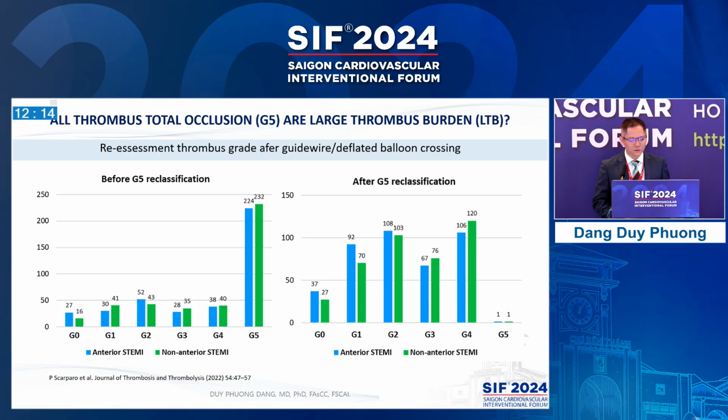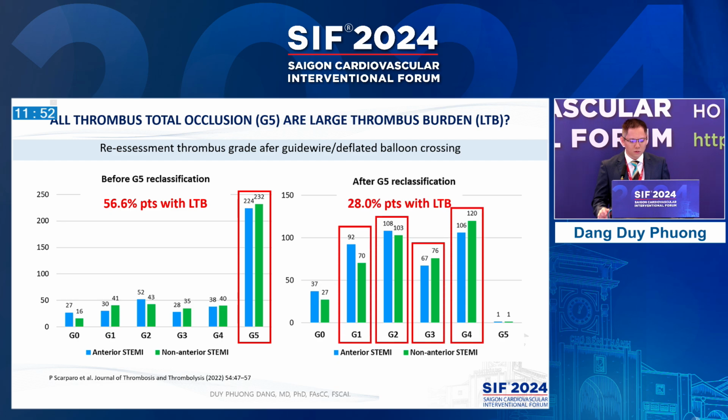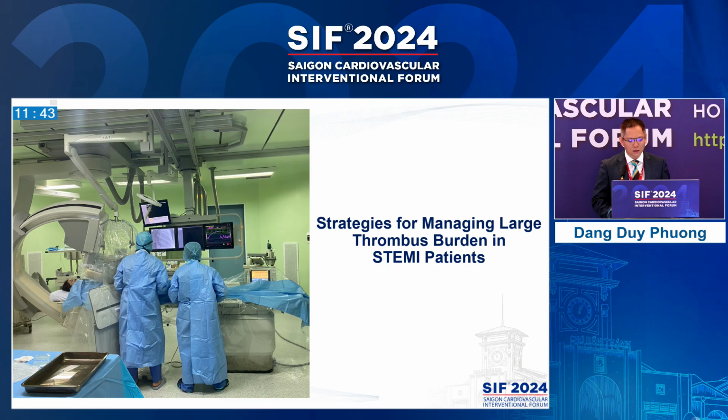And in patients with thrombotic total occlusion, it is not a large thrombus burden, because before the wire or balloon crossing, 56 patients had a large thrombus burden. But after the wire and the balloon crossing, we saw reclassification: 28 patients had a large thrombus burden.